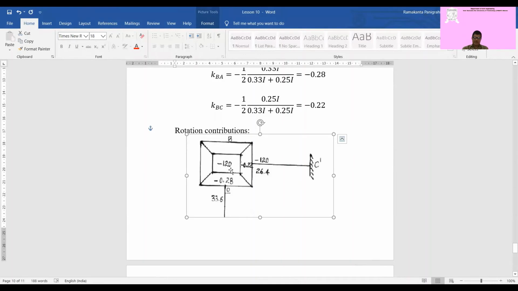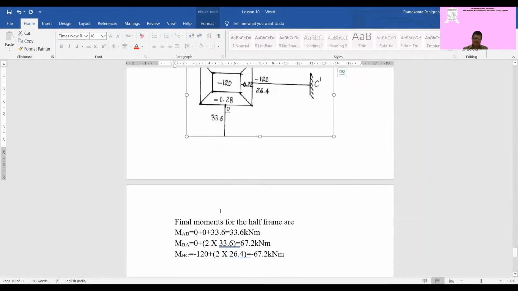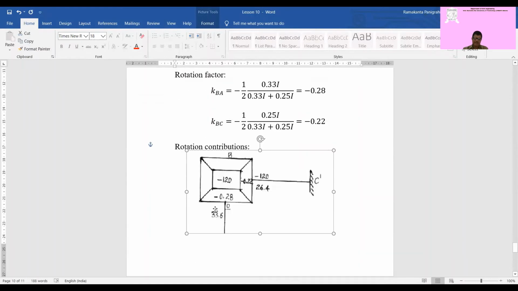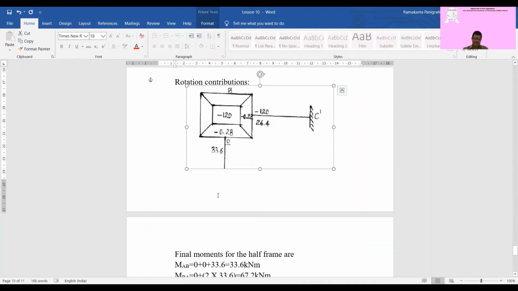Now it is minus 120 and here it is minus 120. So totally minus 120. If it is minus 120, it is 0.28. So how to calculate the rotational contribution? The rotation contribution comes out to be, because this end is also fixed, you will not get anything from this end. So the rotation contribution will be the fixed end moment. That is minus 120. Then multiply with 0.28.